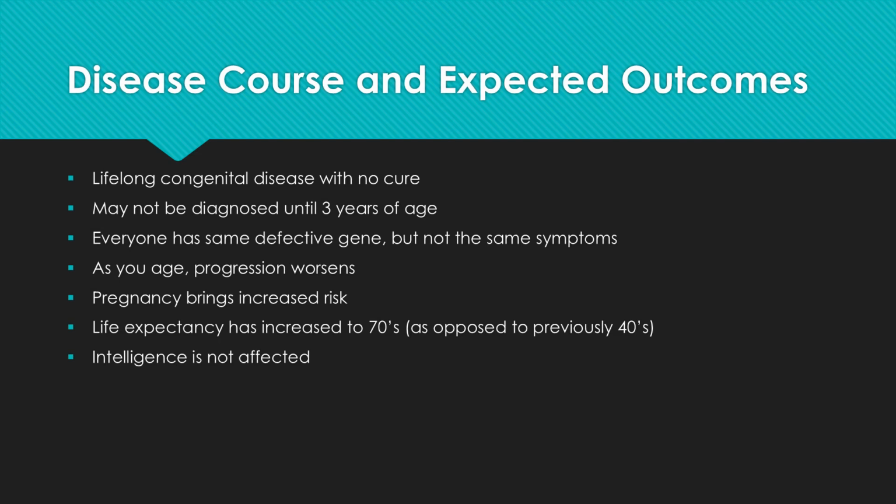Recent studies have shown that there's a significant increase in life expectancy for someone with Marfan syndrome. Previously, a person with this diagnosis was expected to die in their 40s. The current life expectancy for someone with this disease is somewhere in their 70s. One important thing to note is that although the person's physical appearance does not look normal, their level of intelligence is not affected.